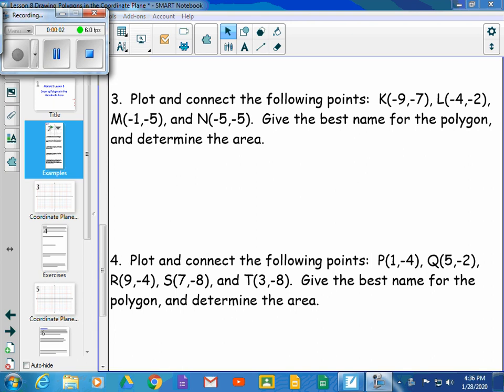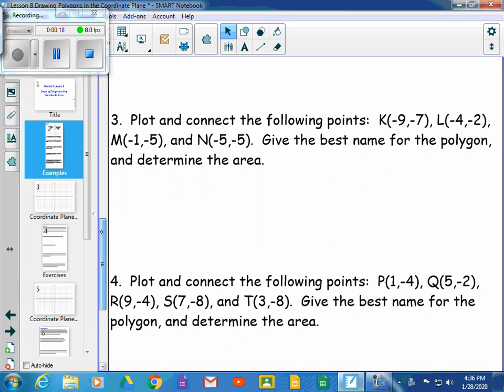Okay, now we're going to go down to example number 3. It says plot and connect the following points: (-9, -7), (-4, -2), (-1, -5), and (-5, -5). Give the best name for the polygon and determine the area.